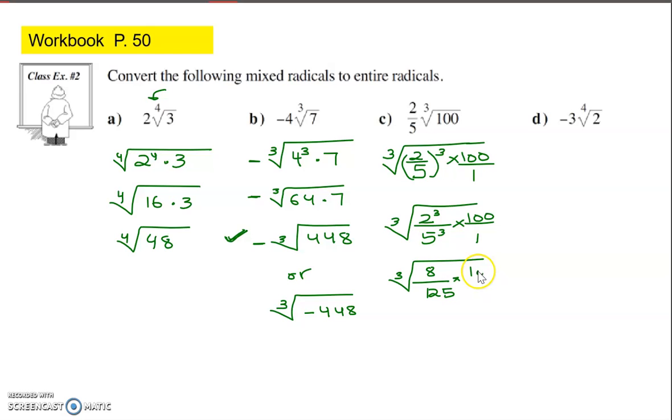Times 500 over 1. So some people can reduce it right here, whereas other people like to first multiply and then reduce. Either way is okay. And when you reduce this, this becomes cube root of 32 over 5.